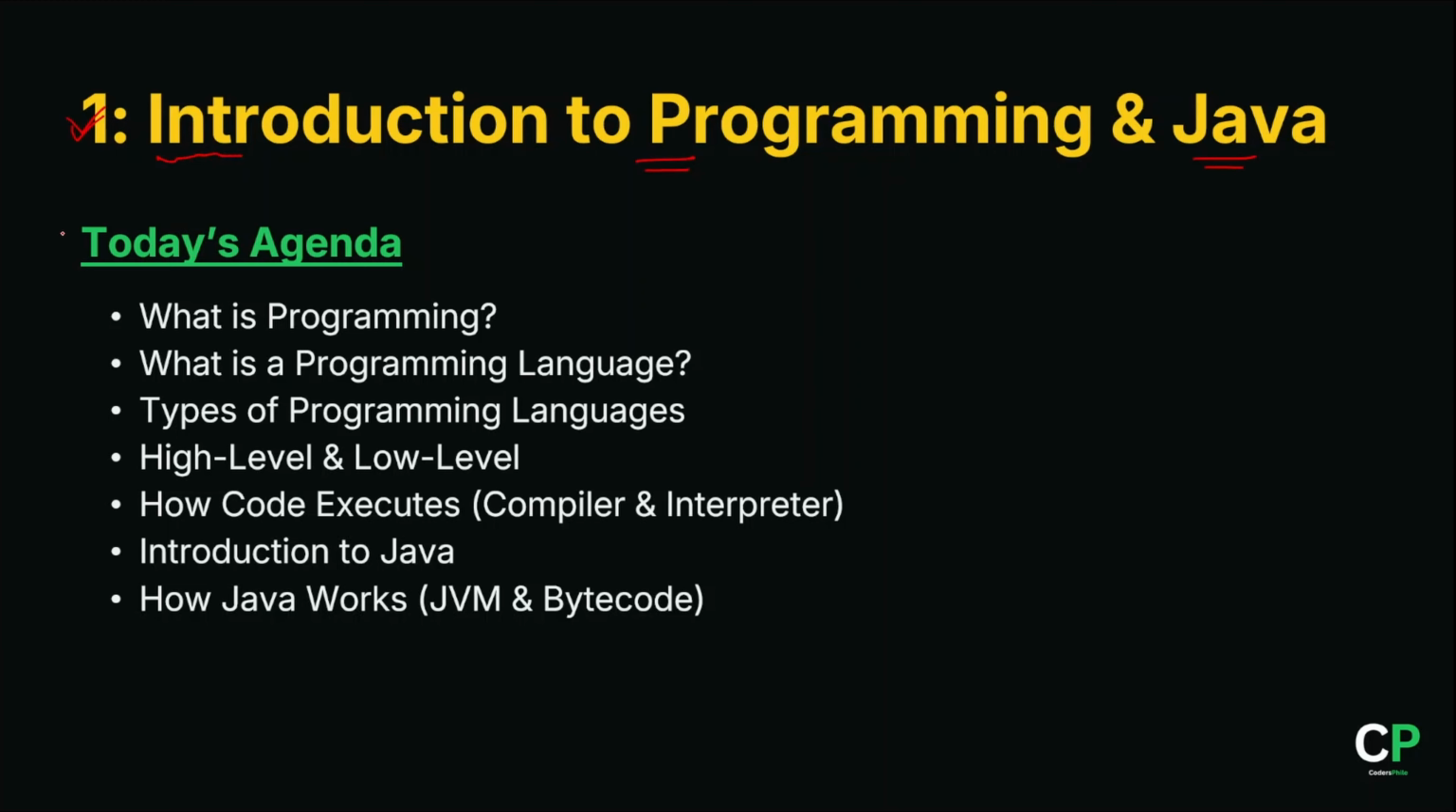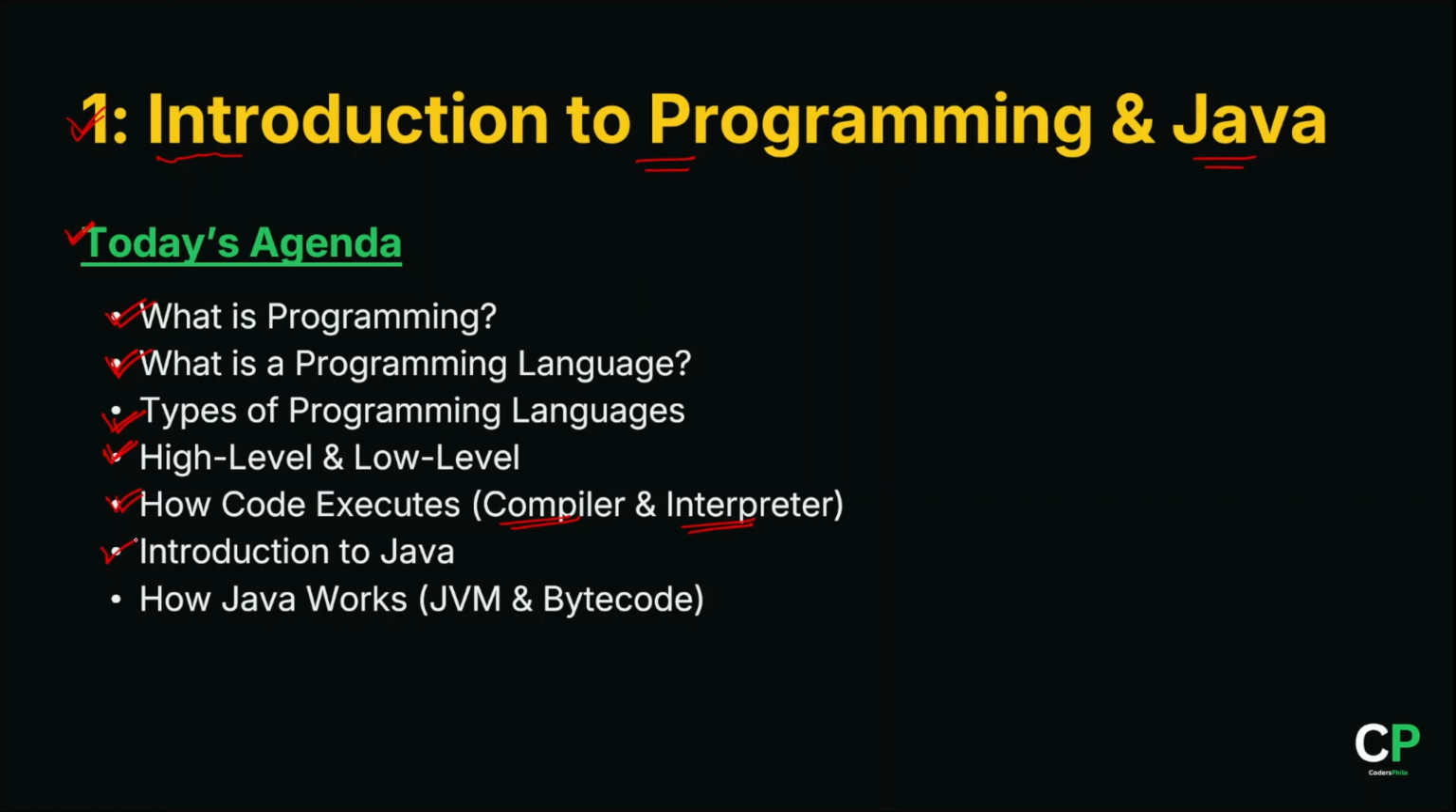So what is our today's agenda? In today's video we are going to learn about what is programming, what is a programming language, types of programming languages, what is a high level language and a low level language, and the difference between them. Then we will see how a high level language is converted into machine code, that is how code executes, and we will learn about the compiler and the interpreter.